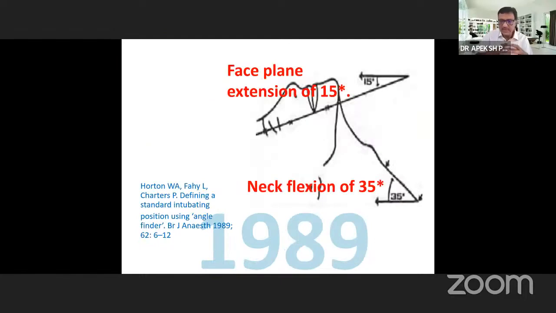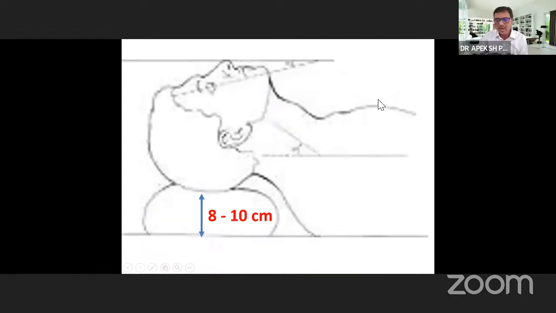After that, in 1989, Horton was the person who exactly defined the angle of cervical flexion and extension of the AO joint. He defined that neck flexion should be 35 degrees and extension of the face plane should be 15 degrees. Now, how to achieve this? In common terms, we use this as the sniffing position. We are labeling this position as the sniffing position.